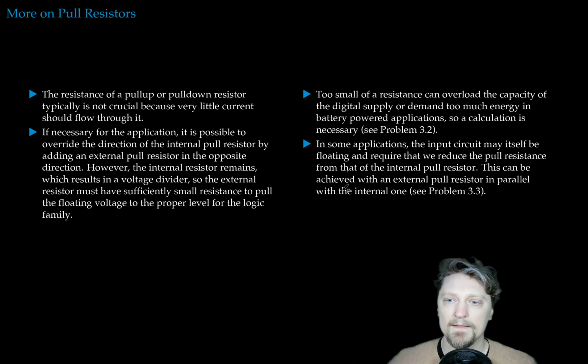So a calculation is necessary, and we do that in problem 3.2 at the end of the chapter. In some applications, the input circuit may itself be floating and require that we reduce the pull resistance from that of the internal pull resistor. This can be achieved with an external pull resistor in parallel with the internal one, as we explore in problem 3.3.